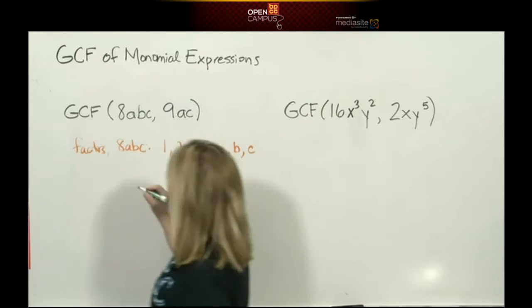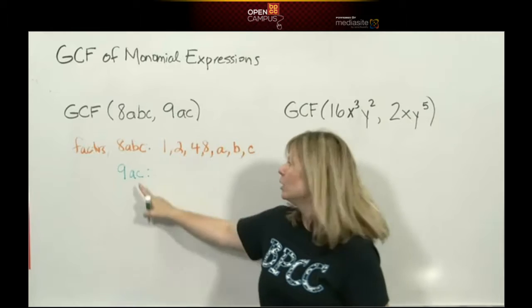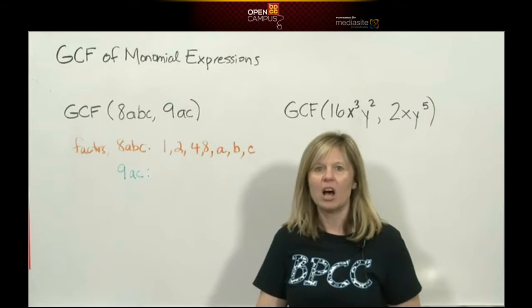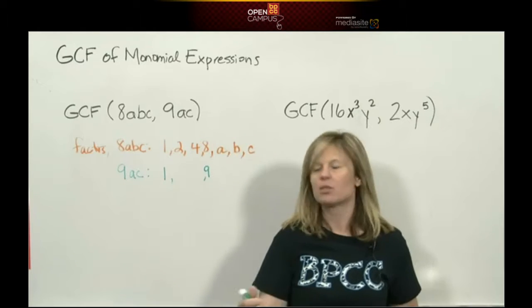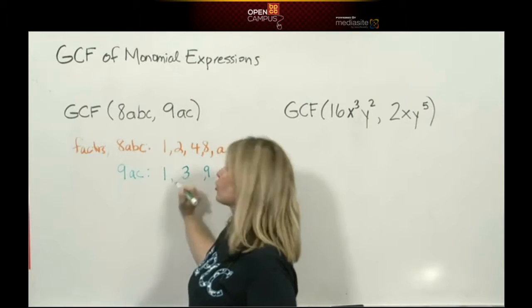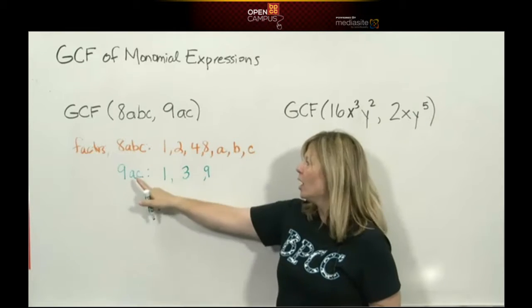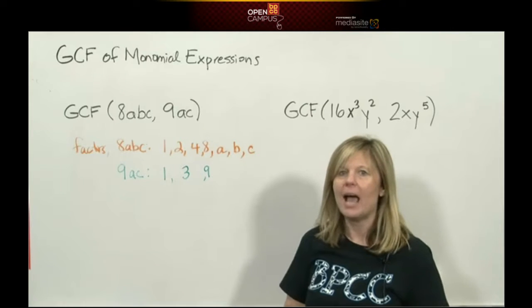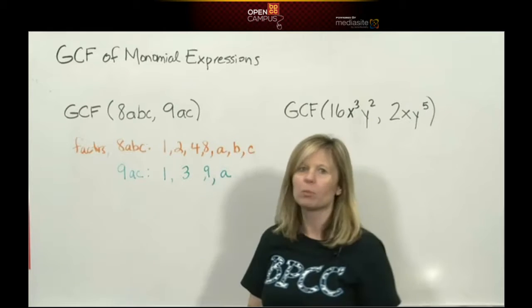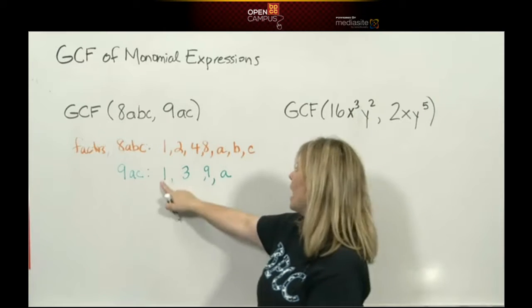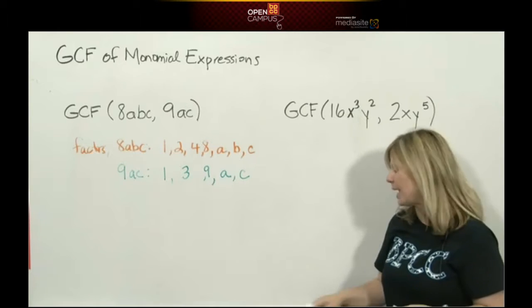Now we're going to list our factors of 9AC. So again, we'll start with the coefficient. What multiplies to 9? Well, we know that's 1 and 9, and we also know it's 3 times 3. We don't have to write the factor 3 twice. We just need to write it once. Now we'll do our variables. Again, in algebra, what can multiply to A? 1 times A. We have the 1, so we need the A. What can multiply to C? 1 times C. We have the 1, so we need a C. So these are your factors of 9AC.